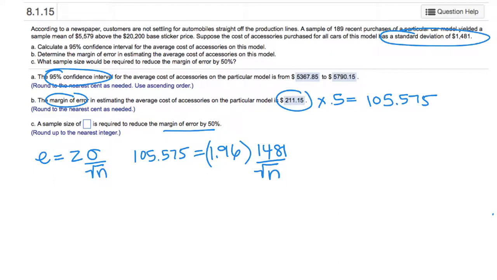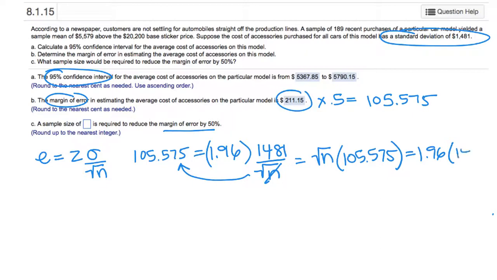Now this is the algebra that you may or may not recall from high school, but here we want to isolate n by itself on one side in order to solve for it. So first we want to multiply both sides by the square root of n to get rid of the square root of n in our denominator. So when I multiply it, it's going to go over this way, for instance, and get rid of it on this side. So it becomes our square root of n times 105.575 equals 1.96 times our 1481.